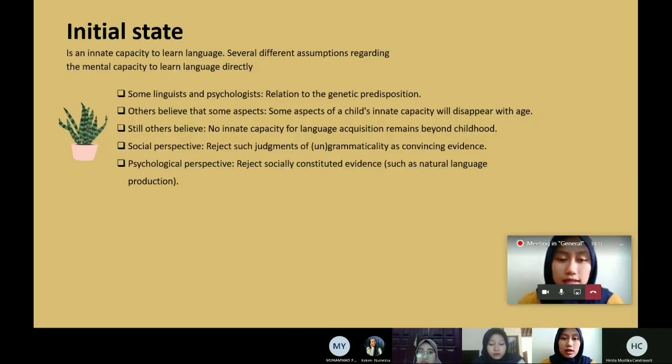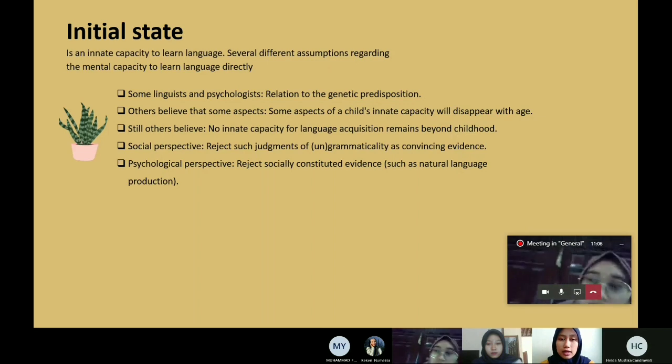It is not at all certain whether or not such natural abilities are part of the initial state of early language acquisition. Some linguists and psychologists believe that the genetic predisposition which children have from birth to learn language remains with them throughout life, and that the different outcomes of first and second language learning are attributable to other factors. Others believe it will disappear with age, and no innate language acquisition ability remains beyond childhood.